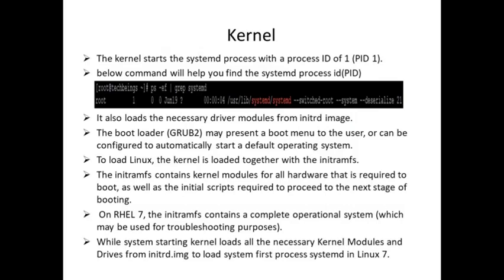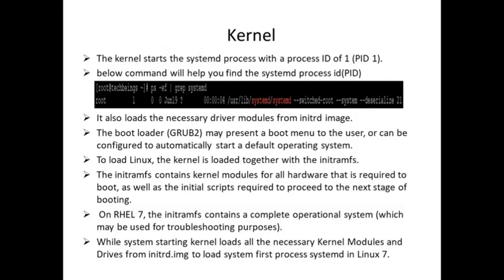The bootloader, grub2, may present a boot menu to the user or can be configured to automatically start a default operating system. To load Linux, the kernel is loaded together with the initramfs. What does the initramfs contain? Initramfs contains kernel modules. So all these things you have to remember.